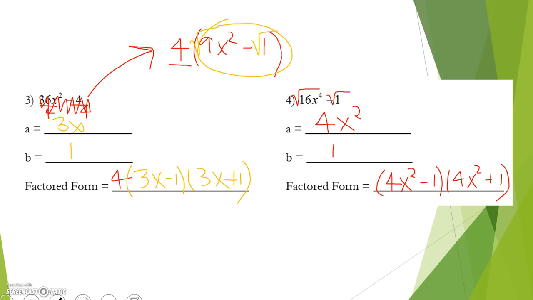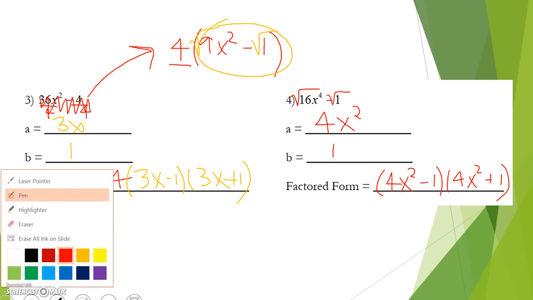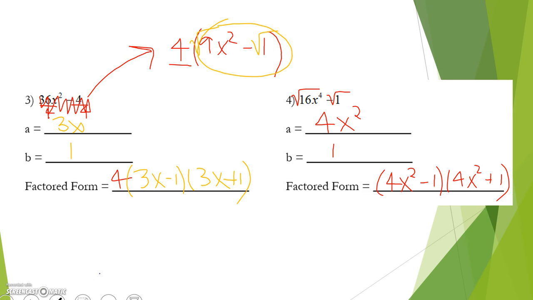Now this one has a step further you need to go. The reason why is because whenever I just did that formula, I am left with a problem that I can square root again. So I can actually square root this junk all over again. So the square root of 4x squared, I'll go off to the side. The square root of 4x squared is 2x. And the square root of 1 is 1. So I can take that new a and b and fill it into the same formula, a minus b, a plus b.